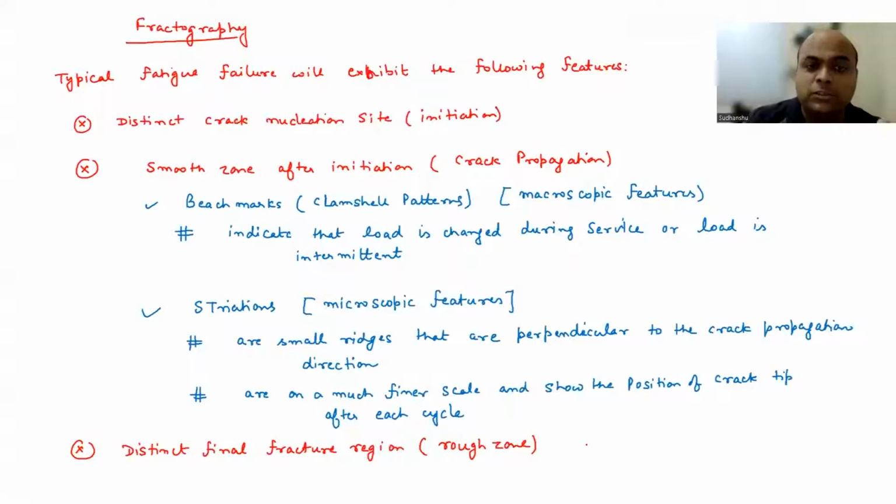And in the smooth zones, you are going to observe beach marks and striations. Beach marks are macroscopic features. If you observe a beach mark, it means that load has changed during the service or there is some stoppage to the fatigue loading. If you don't see any beach mark, that means there was a continuous fatigue cycle going on, approximately a constant amplitude loading cycle. And then you will only see striations in those cases. These striations are microscopic features. This also means if you have beach marks, there will be lots of striations in between.